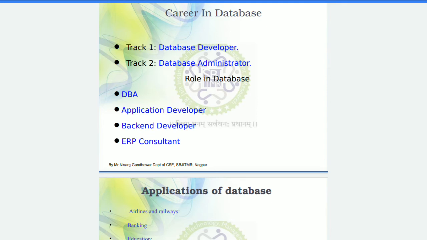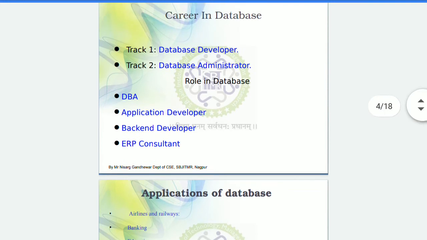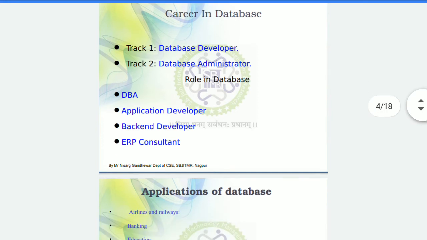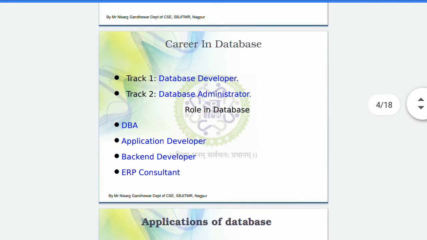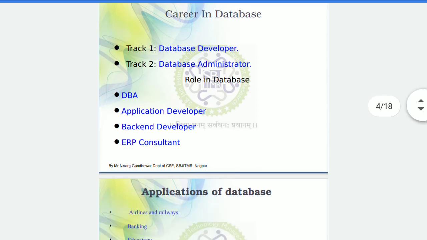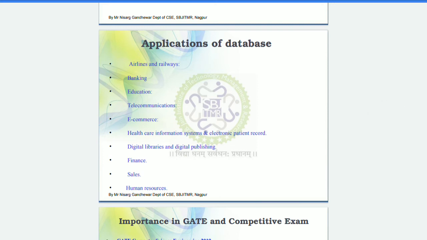So what are the different roles in the database? The first role is DBA. The second is application developer. The third is backend developer, and the fourth is ERP consultant. So there are n number of posts, n number of roles which you can play in the case of a database. Next we talk about the different applications of a database.